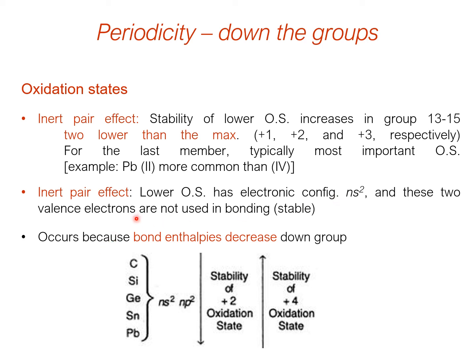And why they're not used is because the bond enthalpies decrease down the group. When I change to the next slide, we'll go through it and it'll make it a lot clearer. But essentially, as the bond enthalpy decreases down a group, the stability of the +2 oxidation state increases, and we get this ns2 np2 configuration for group 14.